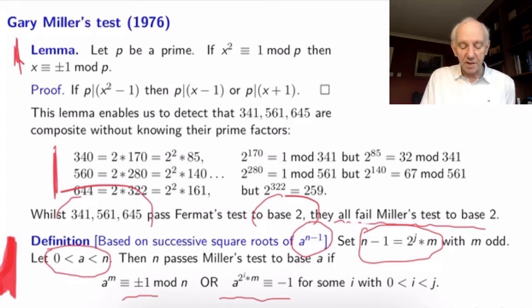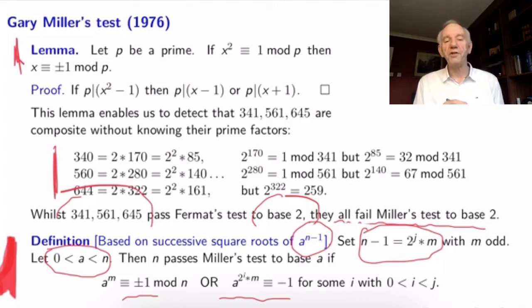So if a to the m is 1 mod n, then that's okay, because all the squares of that will also all be 1. Or if it's minus 1, it's okay. Or if it's minus 1 anywhere else, it's okay. In those circumstances, it's looking as if the integer n is prime. So we say that it passes Miller's test. And in fact, we also say that n is a strong pseudo-prime.